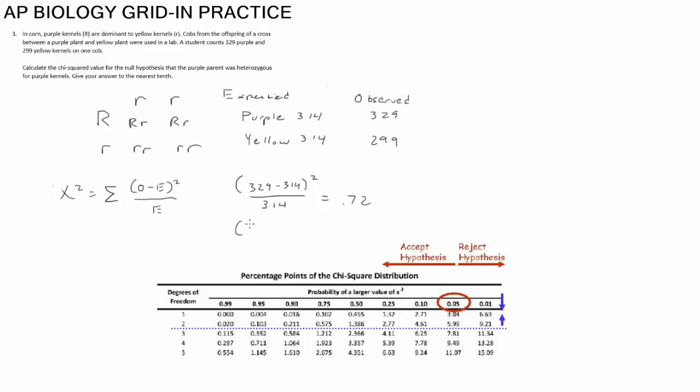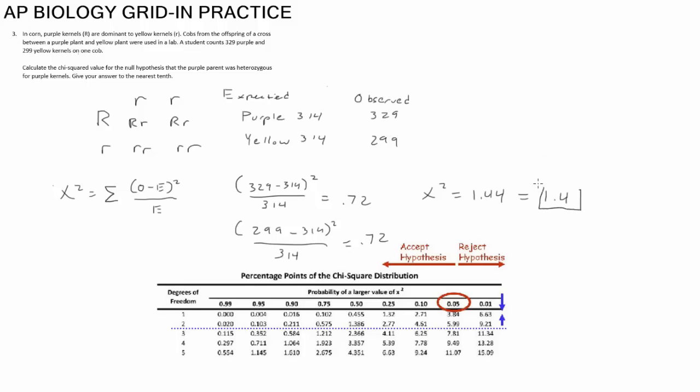And then for the yellow, I similarly do 299 minus 314, that quantity squared over 314, and the difference between 329 and 314 and 299 and 314 is actually the same, so I end up with the same number of 0.72. Chi-squared is a sum of those, and so my chi-square value here is going to be 1.44. And it wants my answer to the nearest tenth, so it's going to be 1.4.